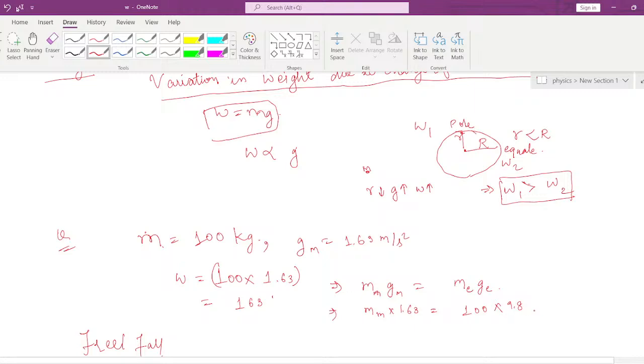So further we can calculate the mass that he can lift on the moon: it will be 100 into 9.8 by 1.63. After calculating, let's say we cancel it out, and the final mass that he can lift will be 601.23 kg. After calculation we will get this.